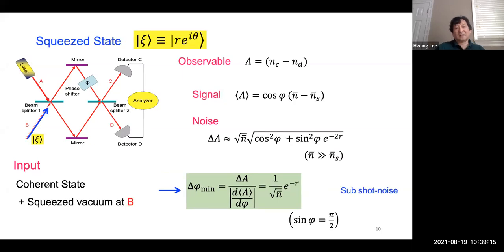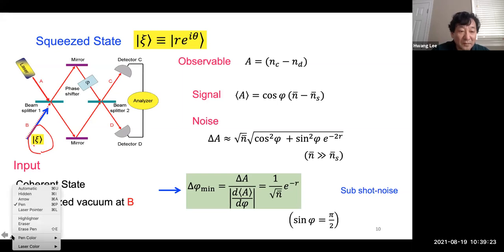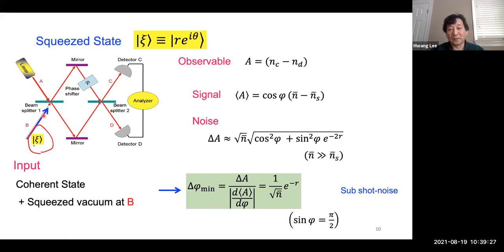Then there is the application of the squeezed state. If I use a squeezed state in the unused input port, then I can have the noise decreased by a factor of e to the minus r. Here I want to work at pi over 2, where this part is zero and the other part has reduced noise. As a result, the minimum detectable phase shift becomes lower by a factor of e to the minus r. So this is squeezed state interferometry, and sub-shot-noise interferometry was starting. That's the 1980s.